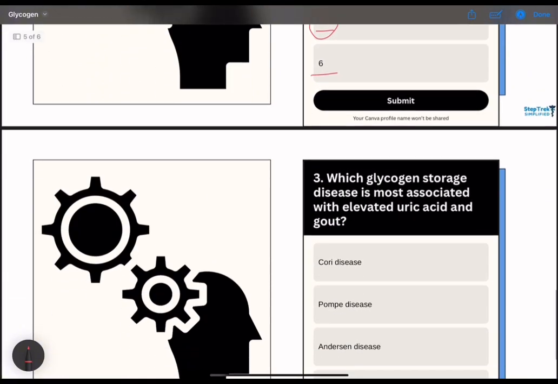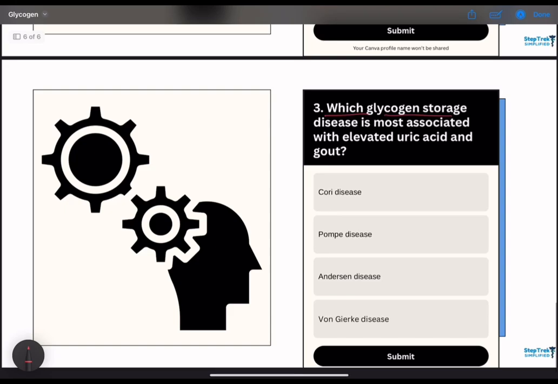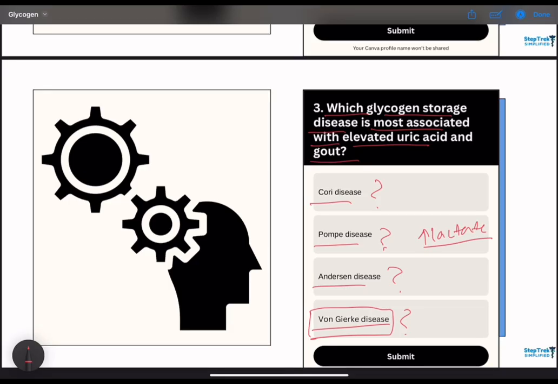And at last, which glycogen storage disease is most associated with elevated uric acid and gout? Is it Cori, Pompe, Andersen, or von Gierke? And the correct option is von Gierke disease, due to increased lactate, which competes with uric acid for excretion.